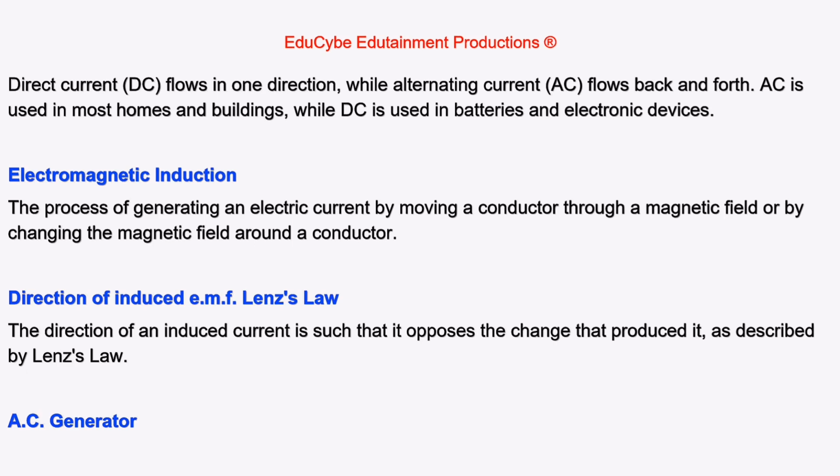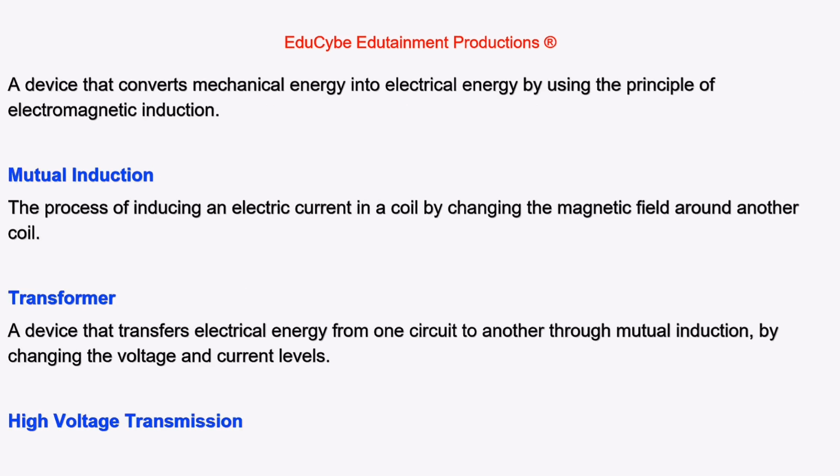AC generator. A device that converts mechanical energy into electrical energy by using the principle of electromagnetic induction. Mutual induction. The process of inducing an electric current in a coil by changing the magnetic field around another coil.